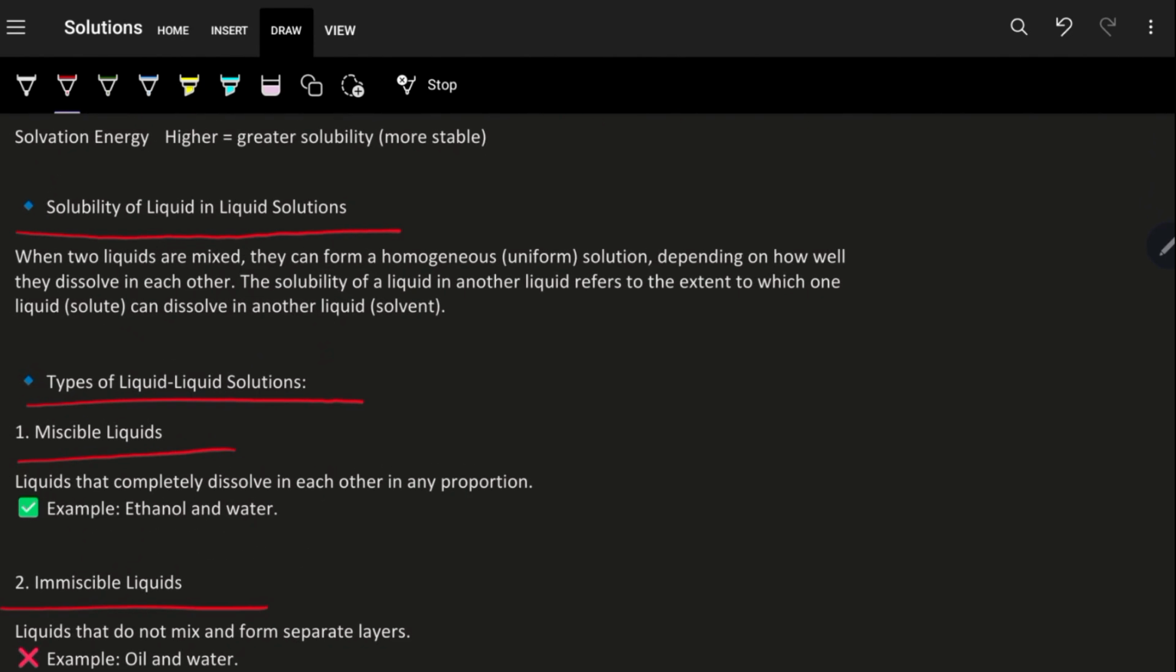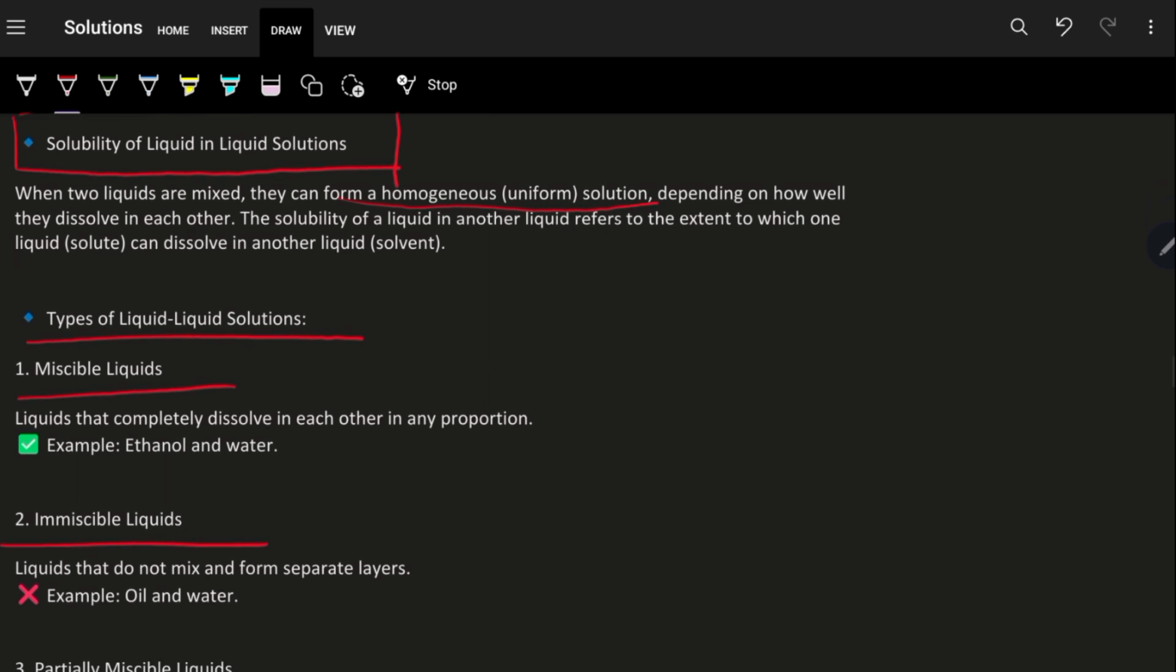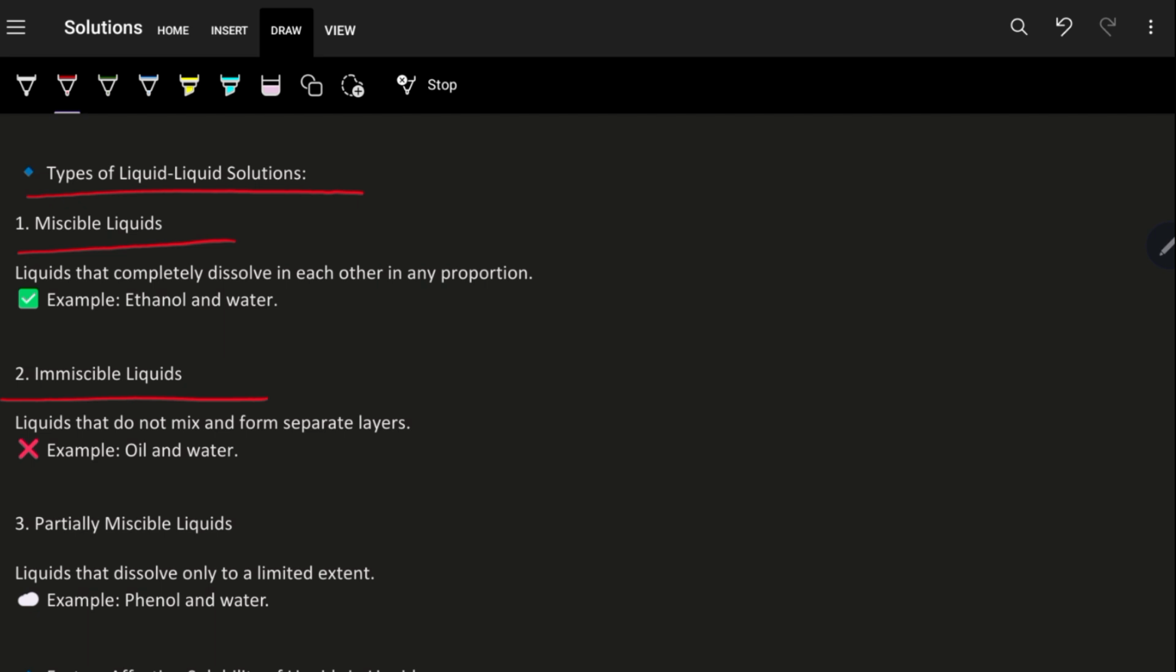Next, moving on to the solubility of liquid in liquid solutions. This is the other one. When two liquids are mixed, they can form a homogeneous or uniform solution depending on what type of interaction exists between the two. So it's not always that one liquid mixes with the other. Examples of miscible liquids are ethanol and water. What is the cause of this mixing? The cause of this mixing is intermolecular hydrogen bonding between the ethanol and water.